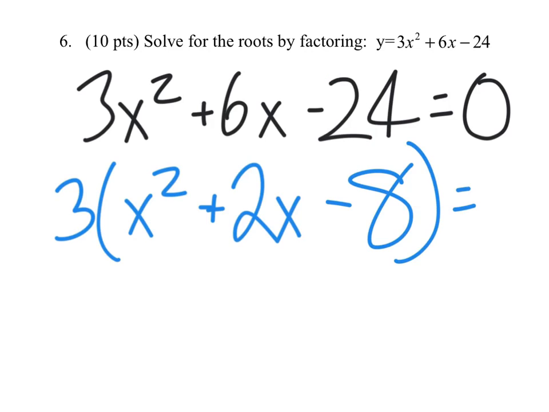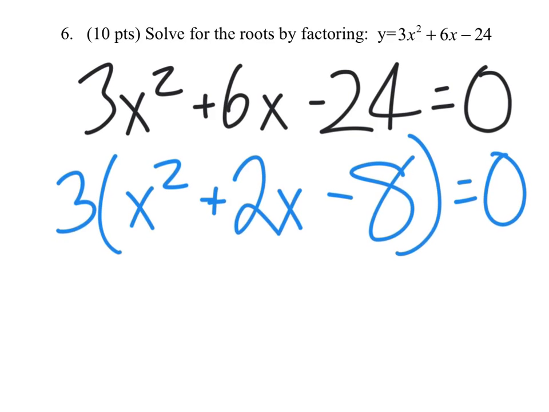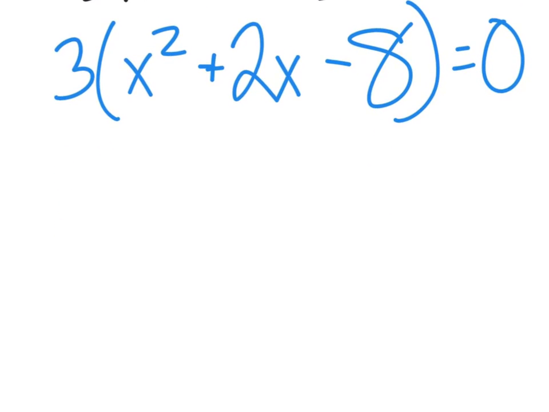Beautiful. And make sure again that we're keeping this equal to 0. And so, like before, we need to figure out which two numbers multiply to give us negative 8, but add to give us positive 2. So what are those numbers?